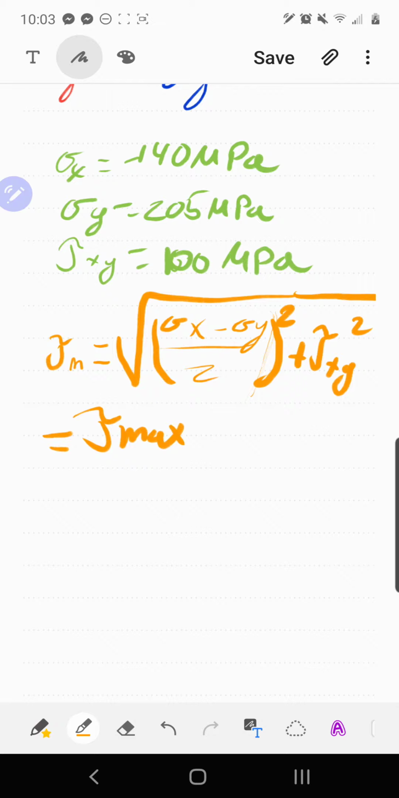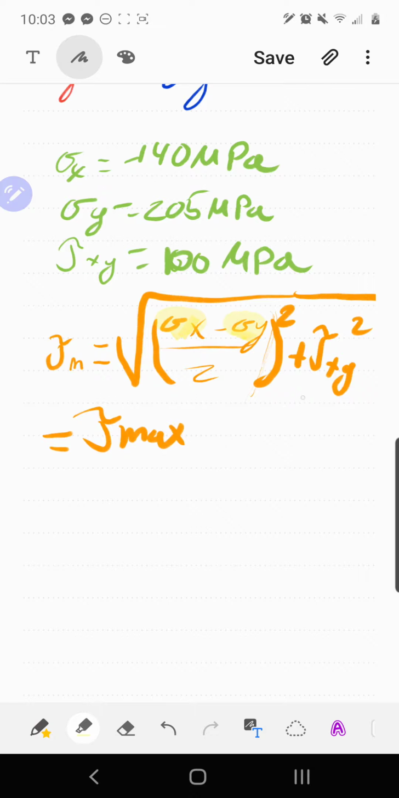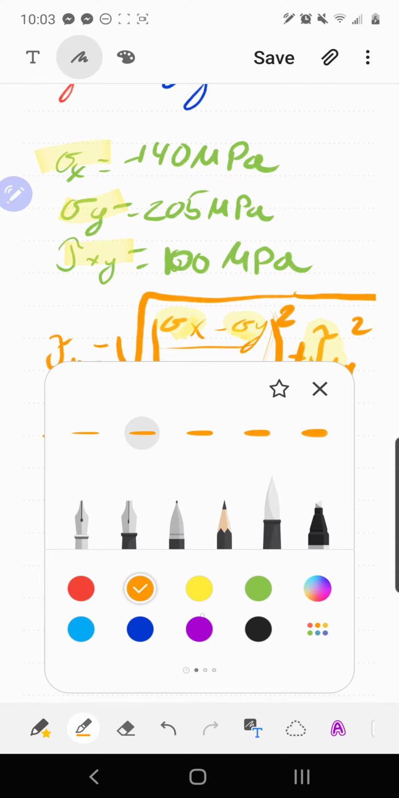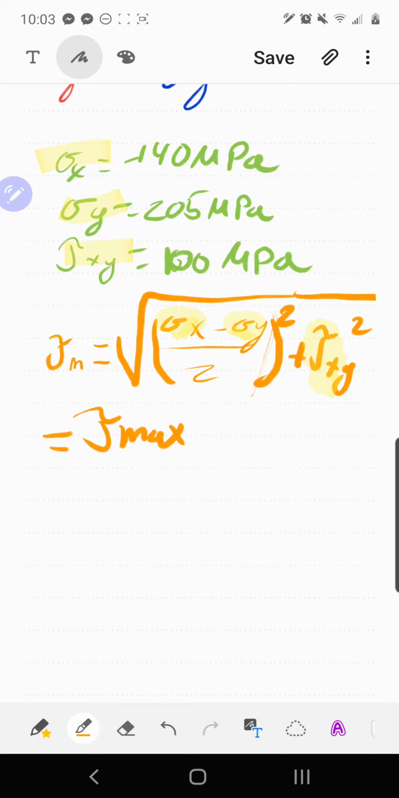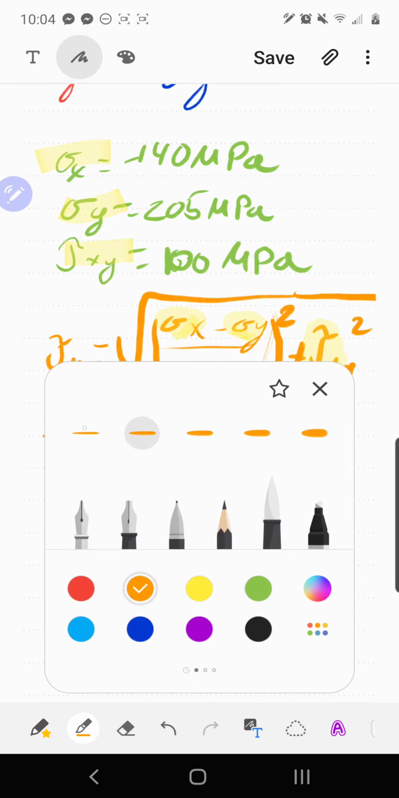Now we have values for all of the particular variables involved. We have this, and this already defined up here. So with that being said, we can immediately take care of this. If you plug in all of your values correctly, you will get tau max equal to roughly 199.4, which puts us around answer choice C as 200 MPa. Cool.